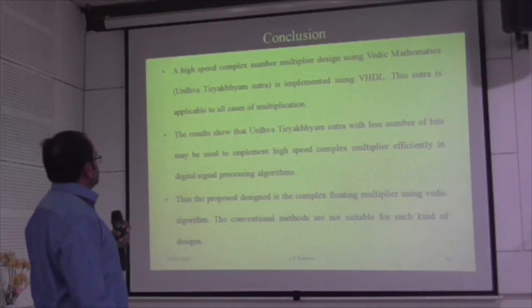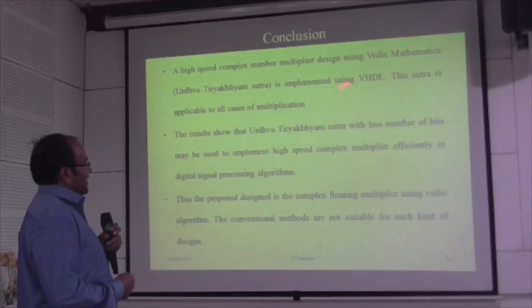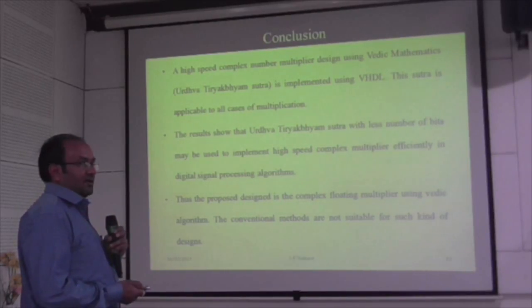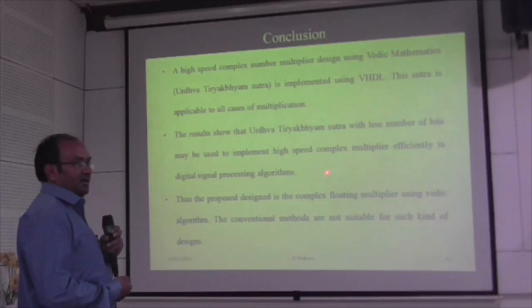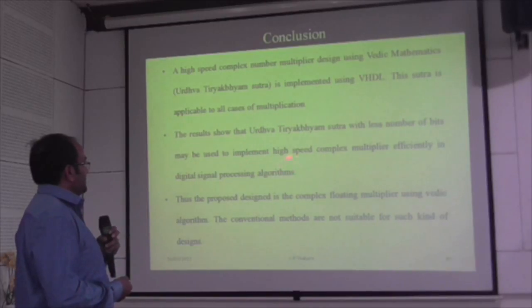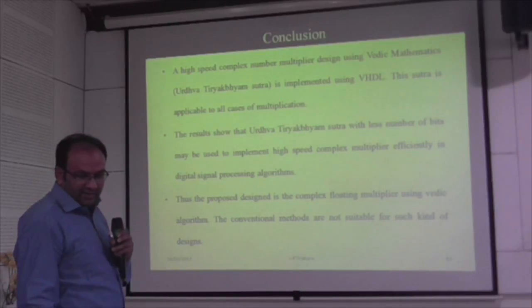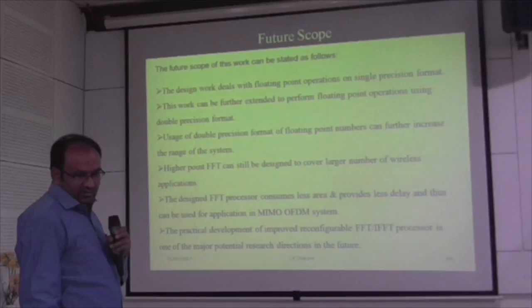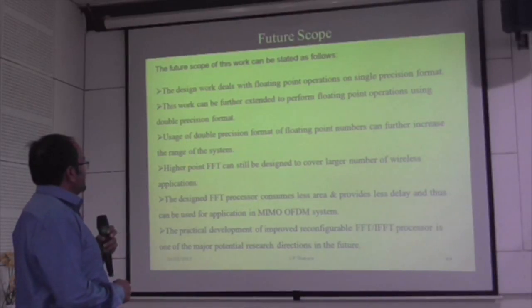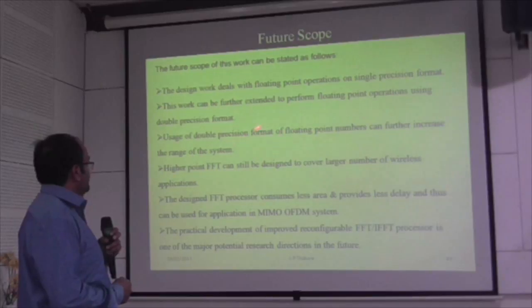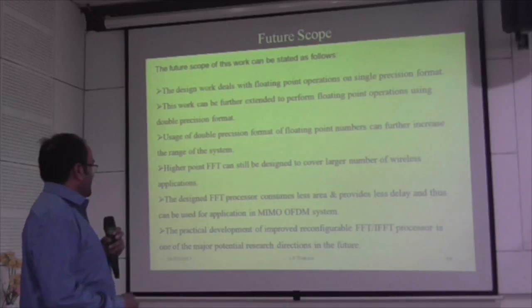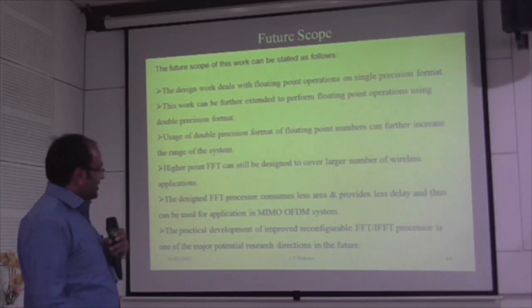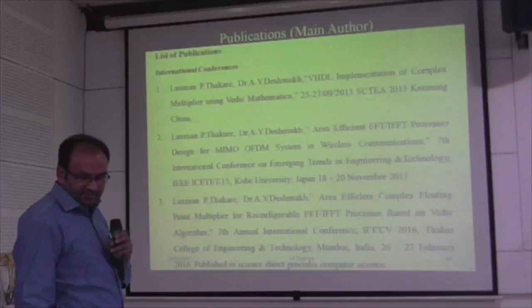The conclusion from this is that if you are using a conventional multiplier in applications, we need more area, power consumption is more and the speed is less. So I have reduced that using the Vedic multiplier. For the future, we can use the double precision format. Then again we can increase the FFT points. That we can apply for the MIMO WebDAM system also.